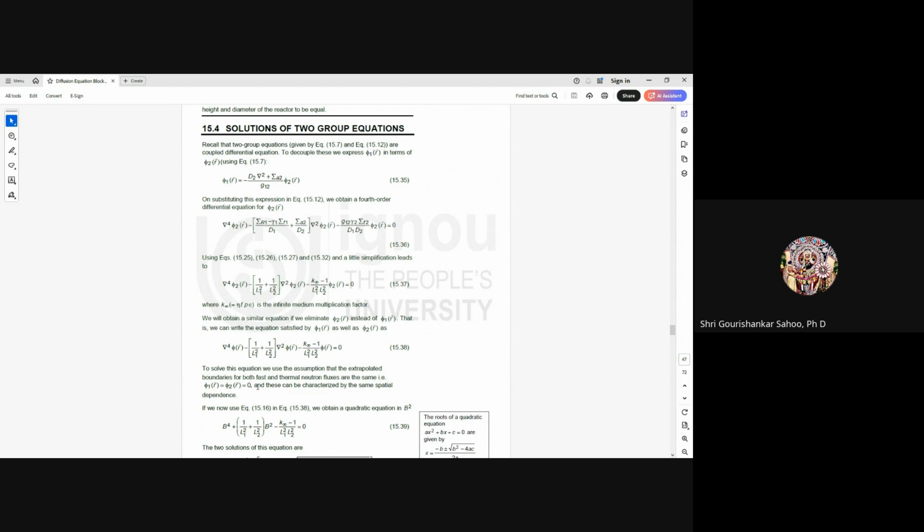Now your del to the power 4 phi 2 minus 1 by L1 square plus 1 by L2 square del square phi 2 minus k infinite minus 1 by L1 square L2 square phi 2 is equal to 0, where k infinite is the infinite medium multiplication factor, which is nothing but eta F P epsilon. Now if we eliminate phi 2 instead of phi 1, we can write the equation satisfied by phi 1 as well as phi 2. So your del to the power 4 phi minus 1 by L1 square plus 1 by L2 square del square phi minus k infinite minus 1 by L1 square L2 square phi is equal to 0.